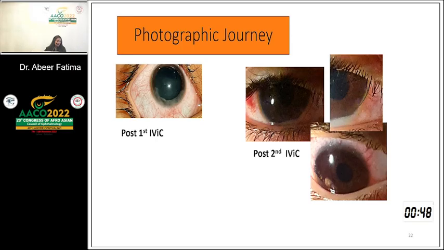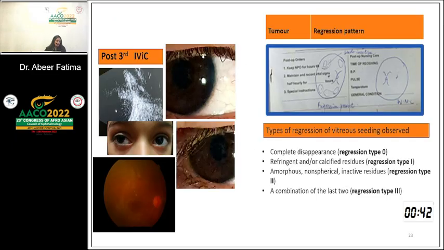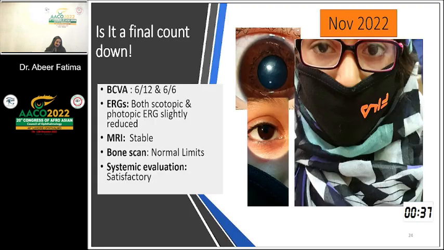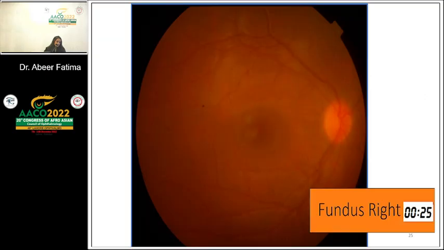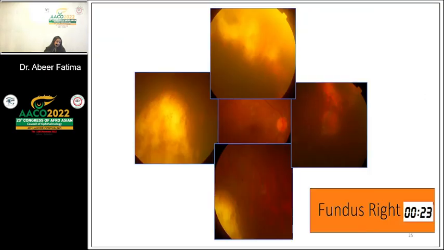This is the photographic journey of the patient after first and second intravitreal chemotherapy. Following the treatment, type 3 regression pattern was noted. This is the status of the patient as per November 2022, with visual acuity of 6/12, stable MRI, and bone scan within normal limits. This is the fundus view and the peripheral fundus view.